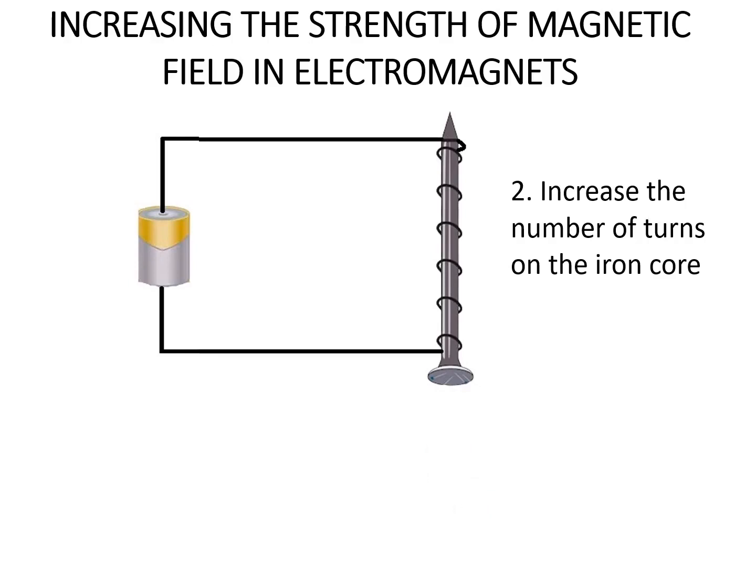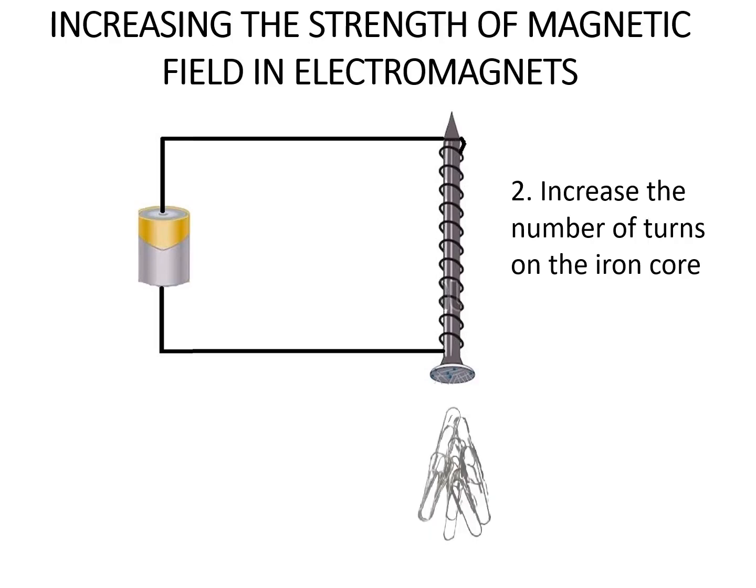Let's first remove the pieces of iron, and then we increase the number of turns. You can see now the number of turns are so many. I am reading now 12 turns on this iron core or nail, as compared to the 7 turns that we had in the previous one. Now let's see. It's going to be able to attract more and more magnet clips than it did before. Those are the two methods that we're going to be using in order to increase the strength of magnetic field in electromagnets.